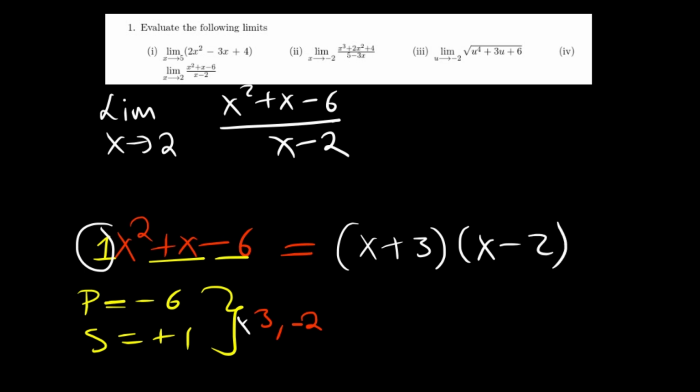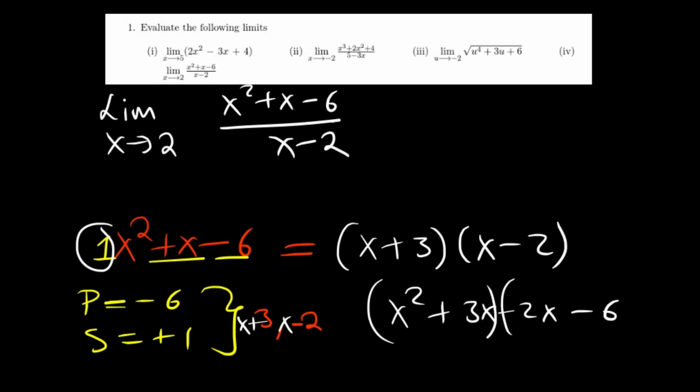This only applies when the coefficient of x squared is 1. If not, then just substitute the middle part with 3x and minus 2x, and then group them and factor out. You still get the same result anyway.